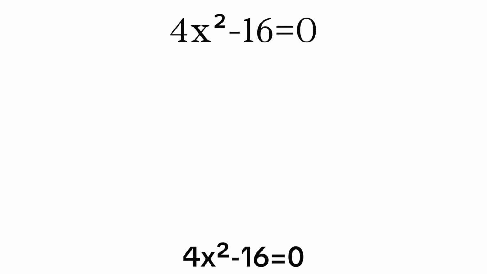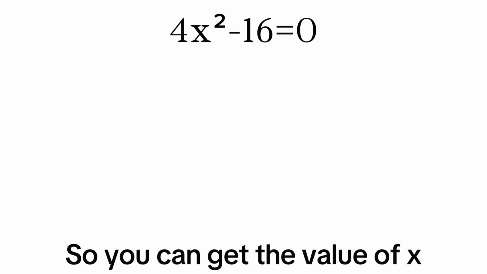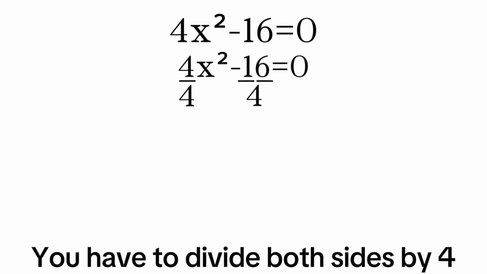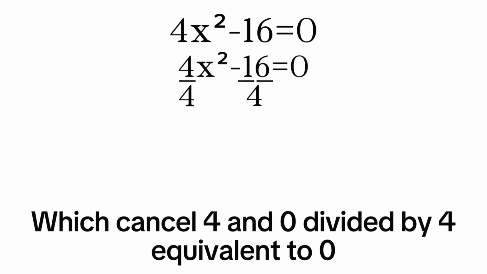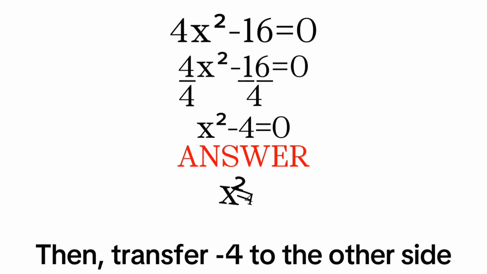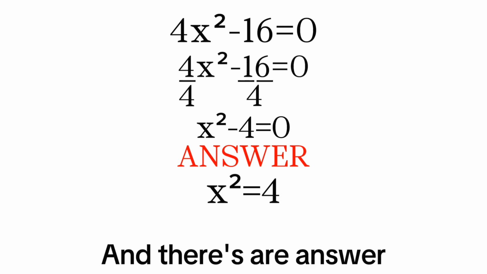Now, how about 4x squared minus 16 equals 0? The first thing you do is get the factor so you can get the value of x. To get rid of 4 here, you have to divide both sides by 4, which cancels 4, and 0 divided by 4 is equivalent to 0. Then, transfer negative 4 to the other side so that you will get positive 4, and that is our answer.